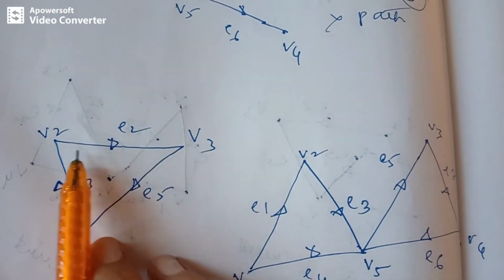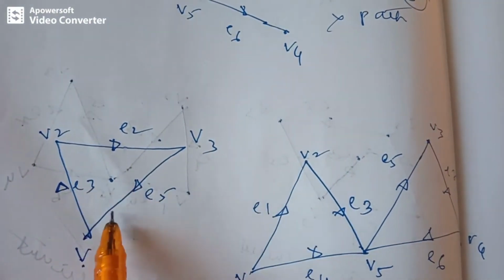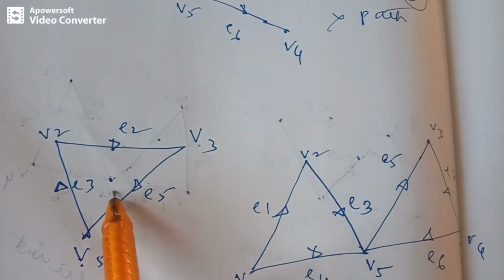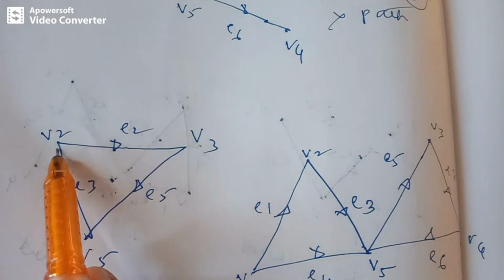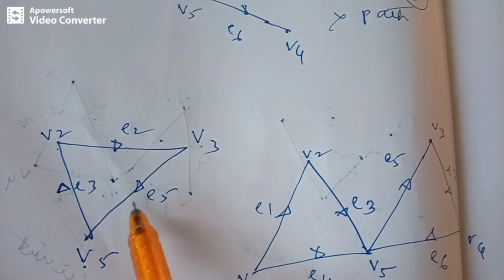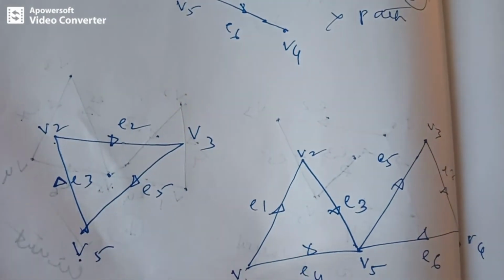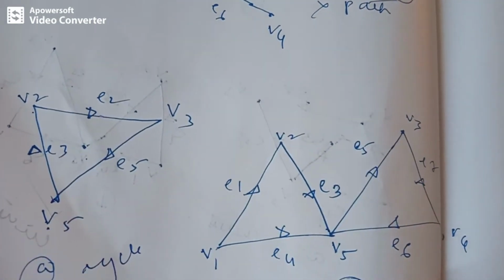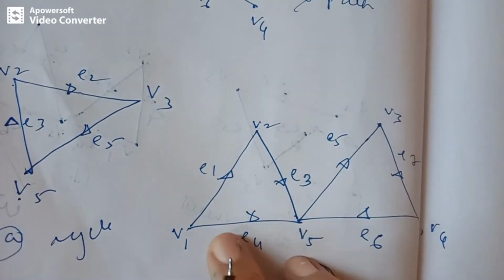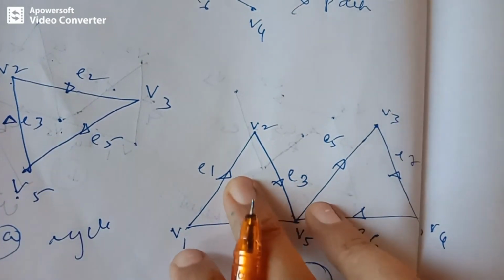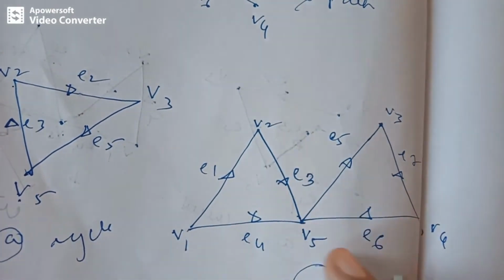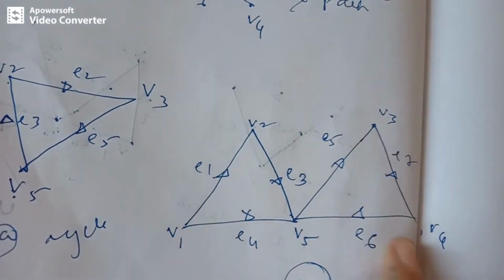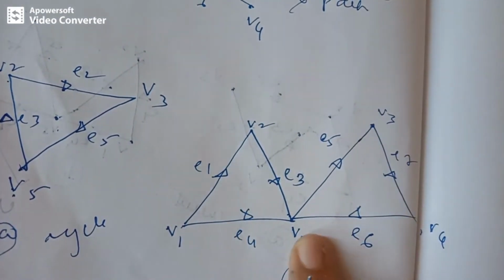In a cycle, we have no vertex repeated in between. Likewise, no terminal vertex appears as an internal vertex. This is the terminal vertex, and we do not have V2 anywhere in between. Therefore, it is a cycle because it is a closed walk and it satisfies the properties. So next, in this example, the walk starts from V1, E1, V2, E3, V5, then E5, V3, E7, V4, E6, again V5.